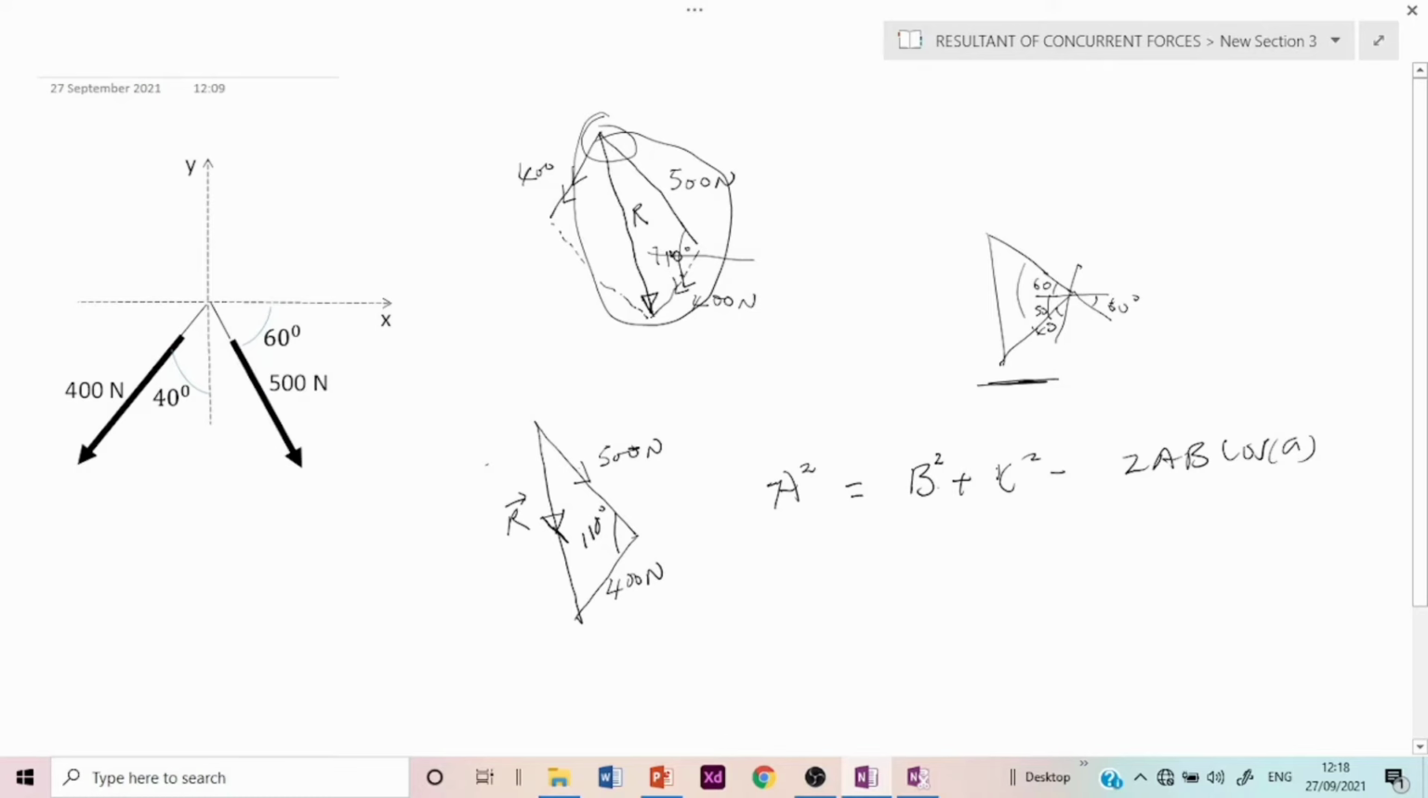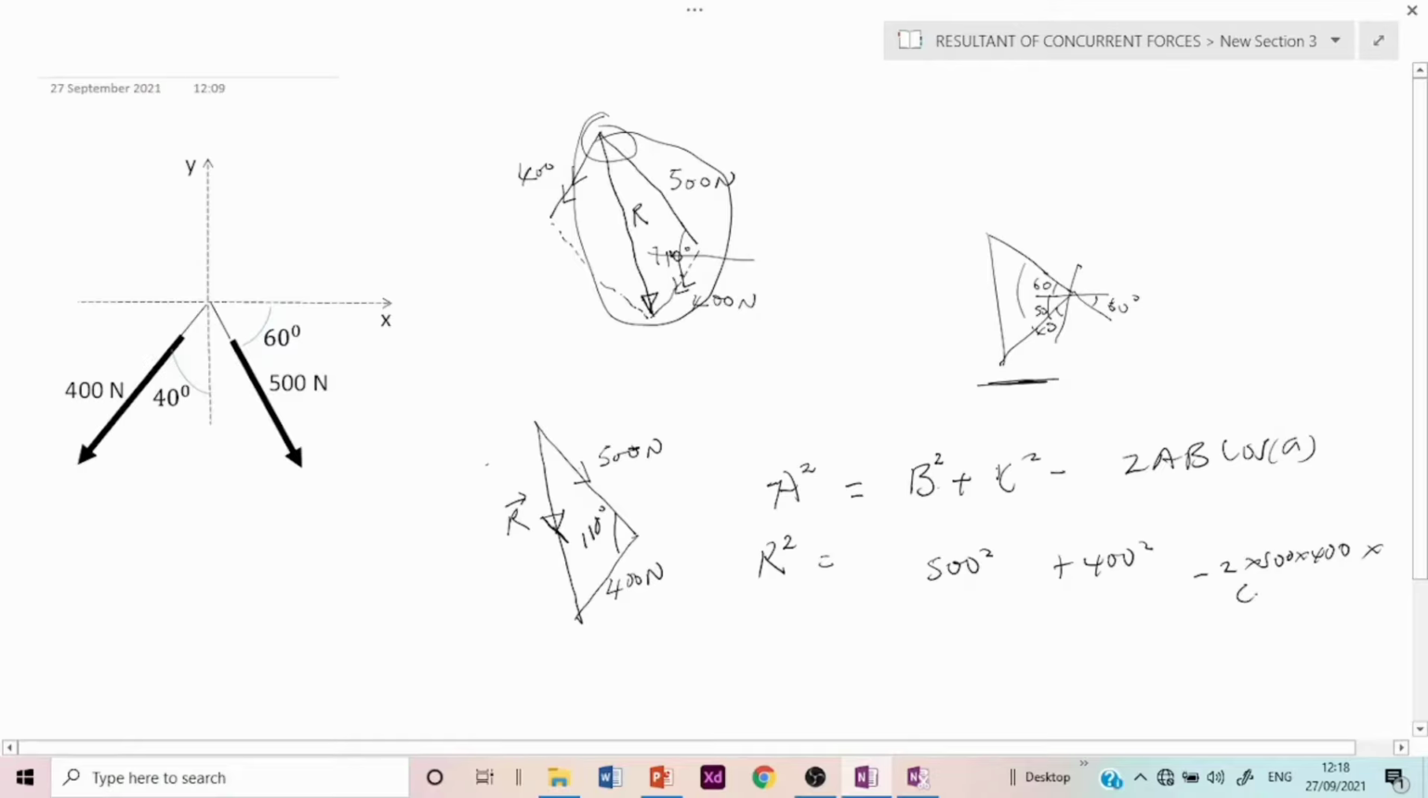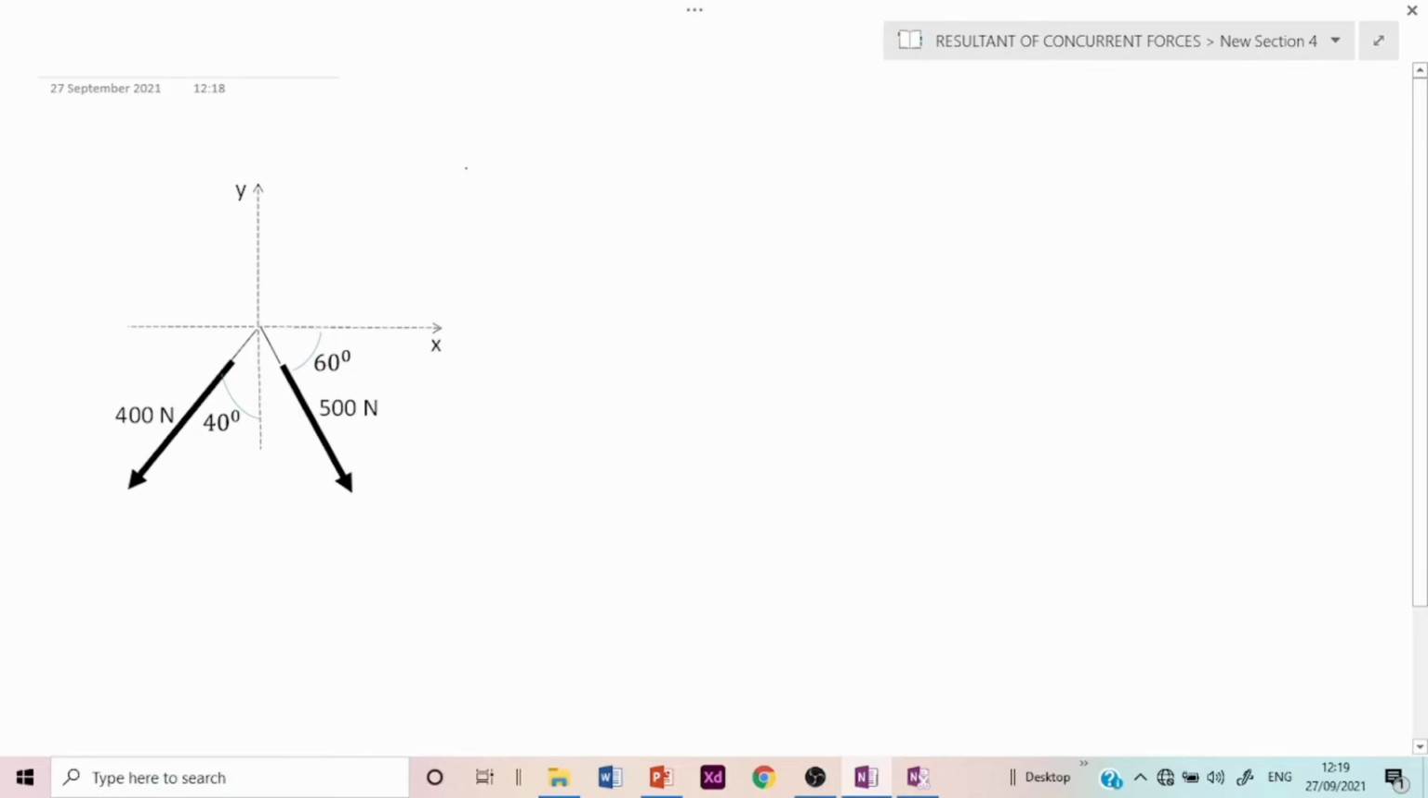In this case, the side that we are looking for is equivalent to our resultant. So R squared is equal to 500 squared plus 400 squared minus 2 times 500 times 400 times cos 110. Invariably, one can work that out to get our resultant R to be equal to 739.46 newtons. Then we may want to determine the direction of the resultant as well.